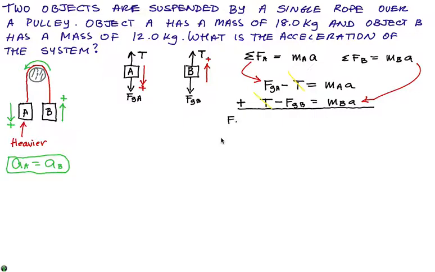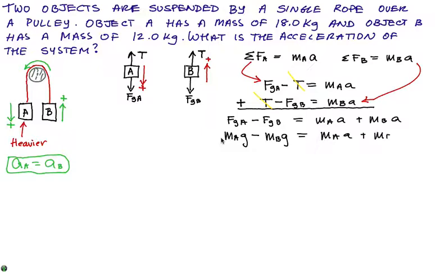And I'm left with FGA minus FGB is equal to MAA plus MBA. And I can expand the FGs. That would be MAG minus MBG is equal to MAA plus MBA. And if you look, I can factor out the g on the left side, and on the right side I can factor out the acceleration.